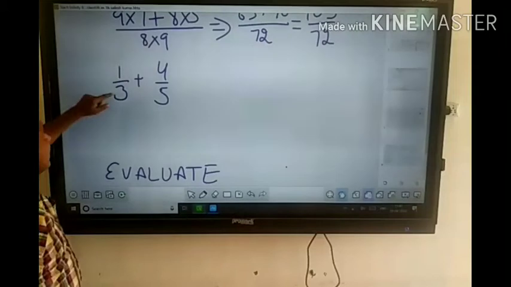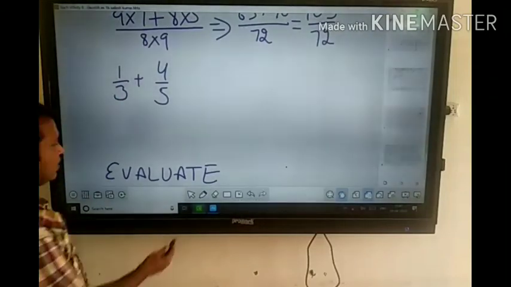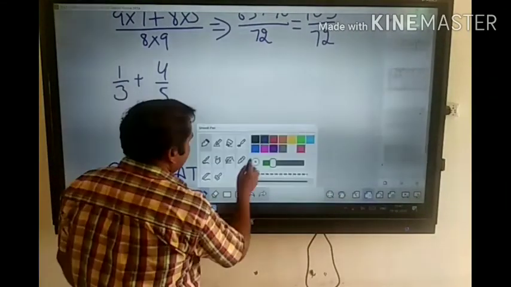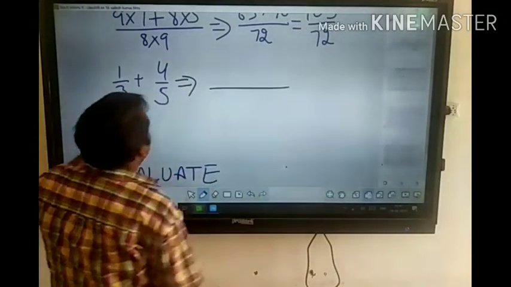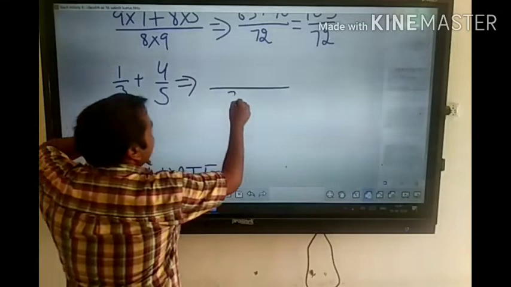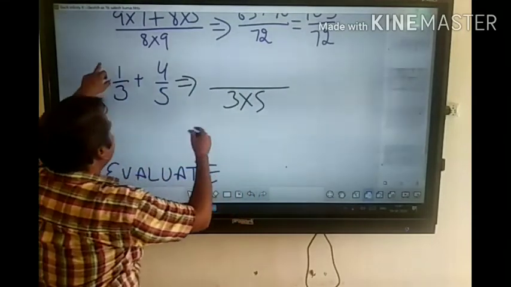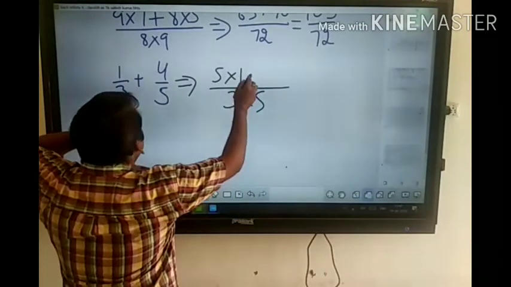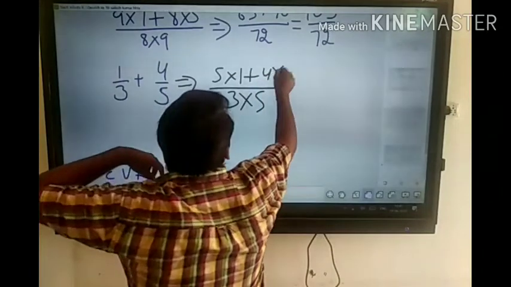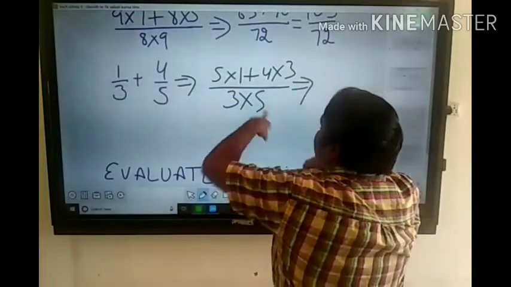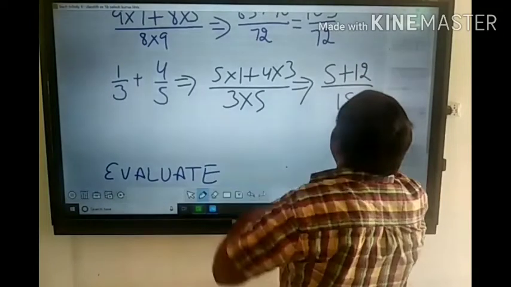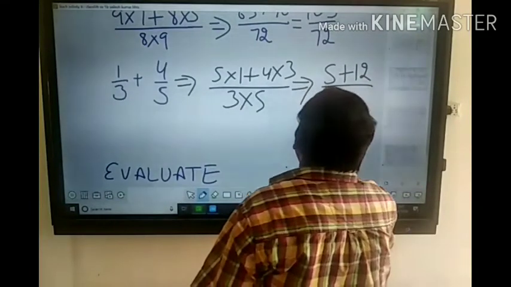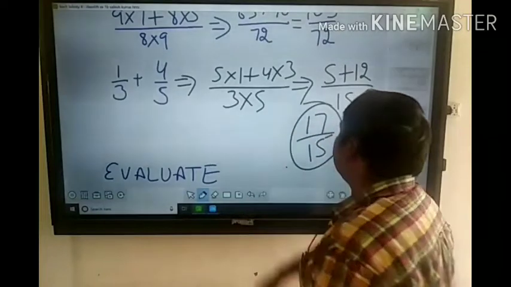Now this is the case of unequal denominators again. So which method do I have to adopt? Firstly I will multiply the denominators 3 and 5, and after that cross multiply 5 multiply 1 plus 4 multiply 3. So the answer is 5 plus 12, that is 17 by 15.